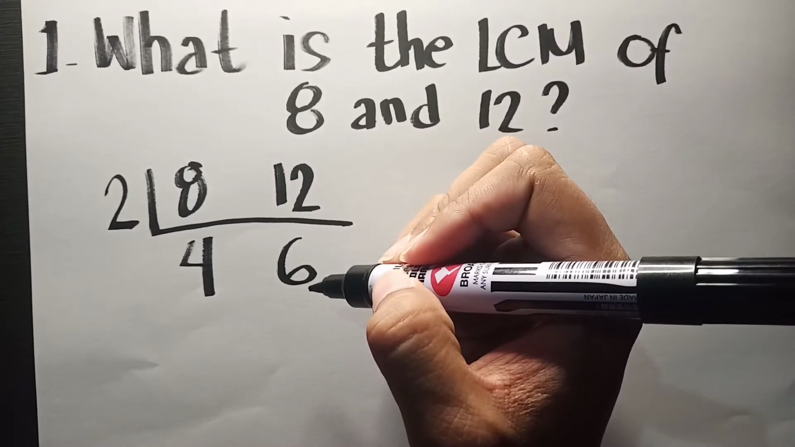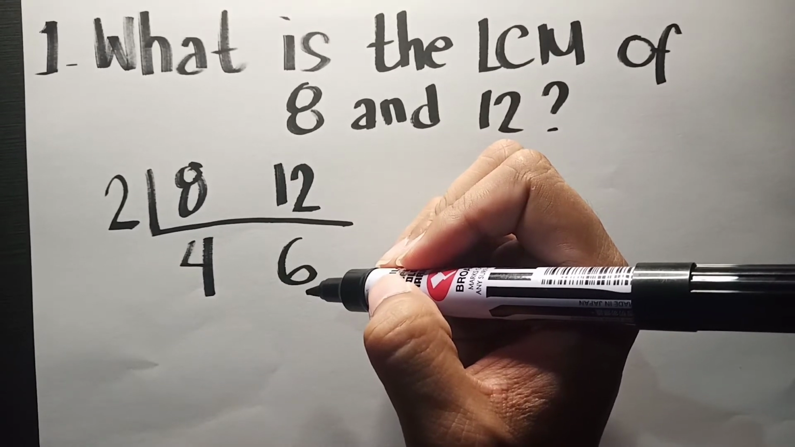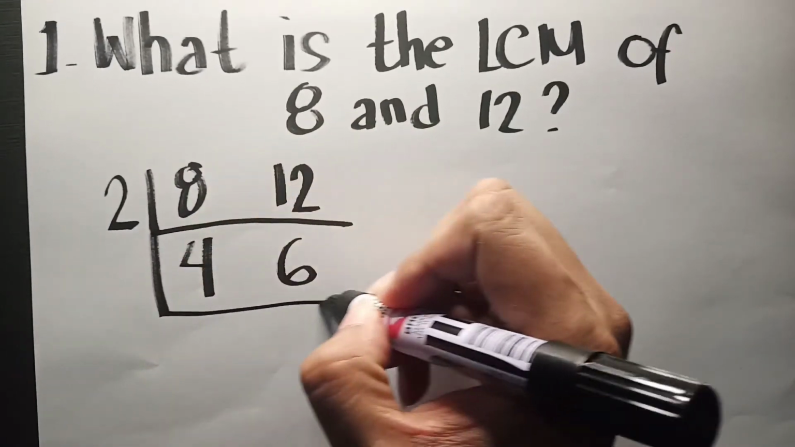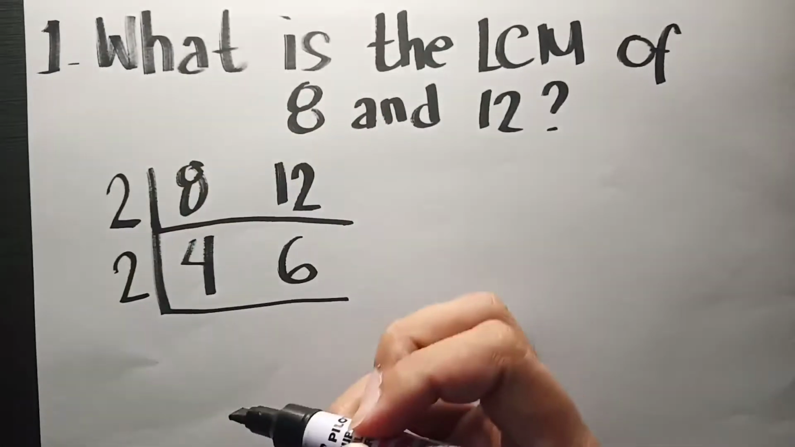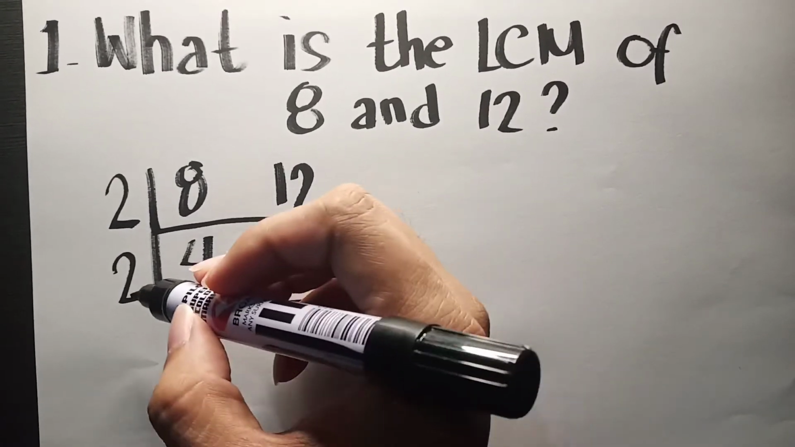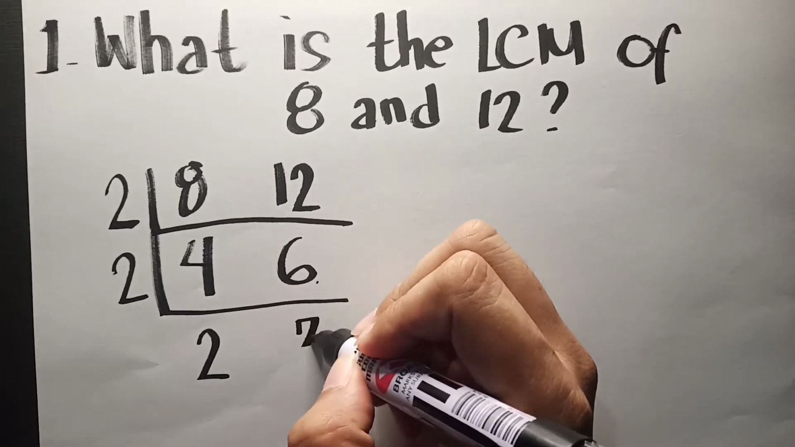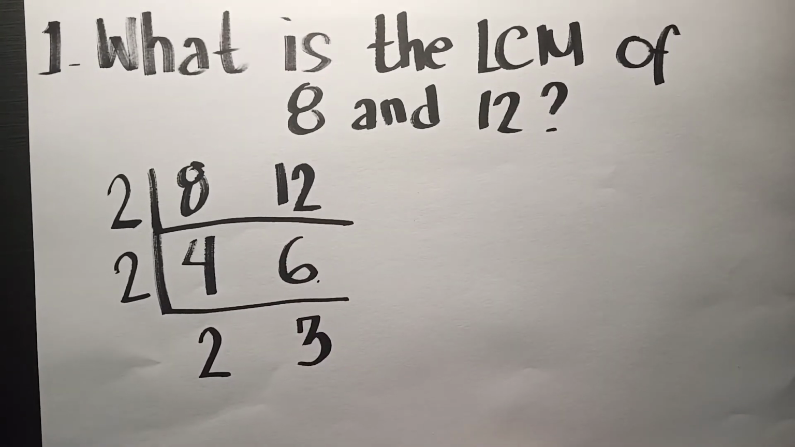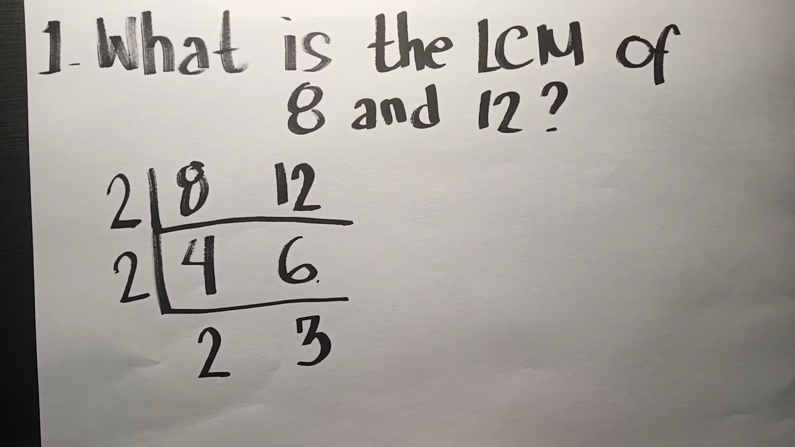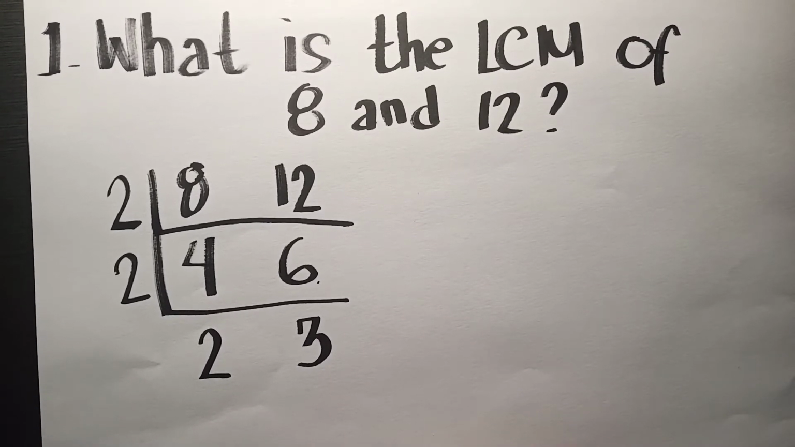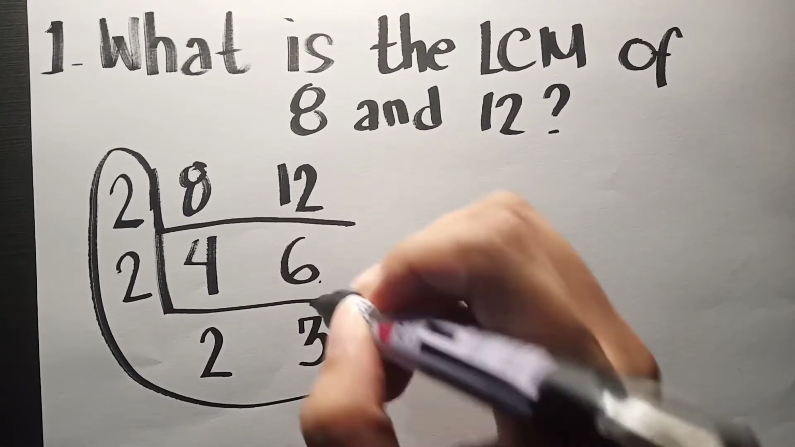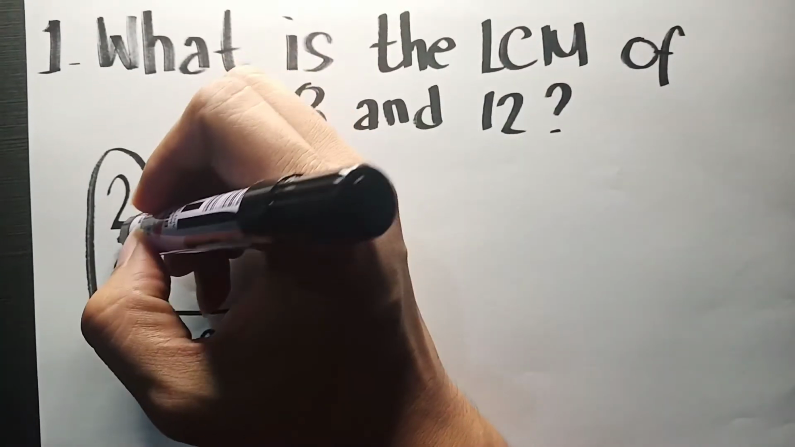We continue dividing the two numbers as long as we have a common factor. We can still divide the two numbers by 2. So 4 divided by 2 is now 2, and 6 divided by 2 is 3. Then you can see that there's no more common factor aside from 1, so you can now take all the numbers outside the ladder. And then we multiply all those numbers.